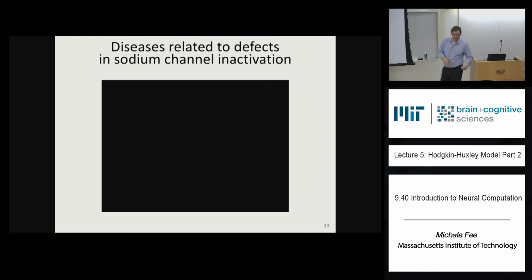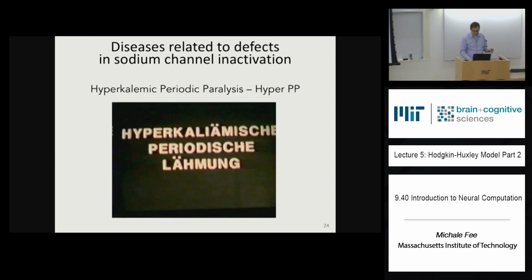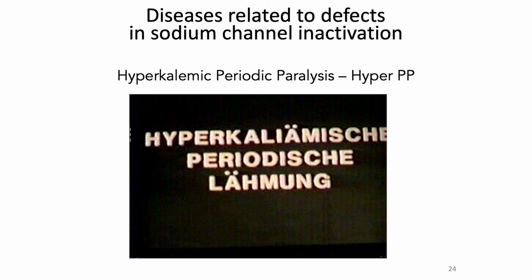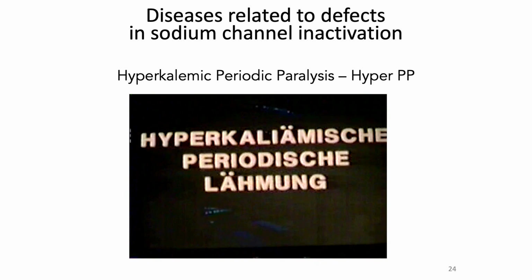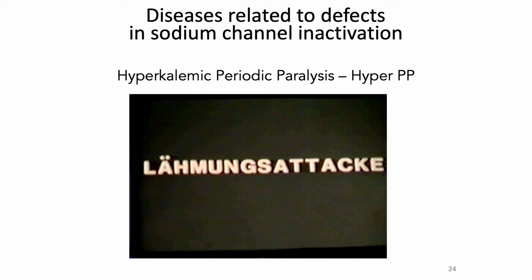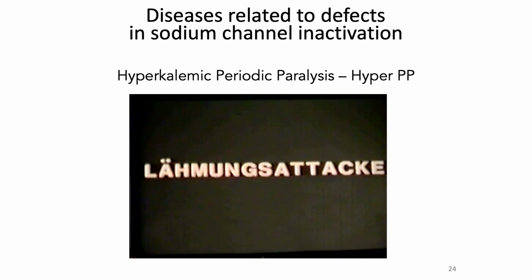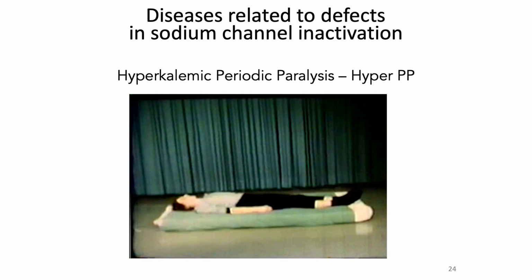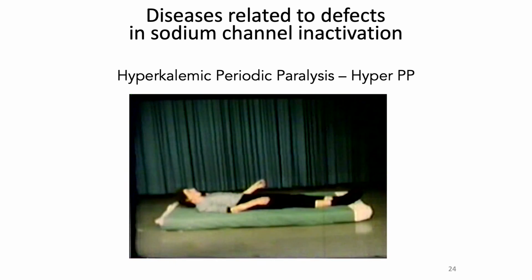Okay, so this is actually a condition that exists in humans. There are a whole set of what are called sodium channel myotonias. One of them is called hyperkalemic periodic paralysis. And this just shows a different phenotype of one of these sodium channel defects. So the goats became very stiff and fell over. Turns out there's a different phenotype that looks like this.